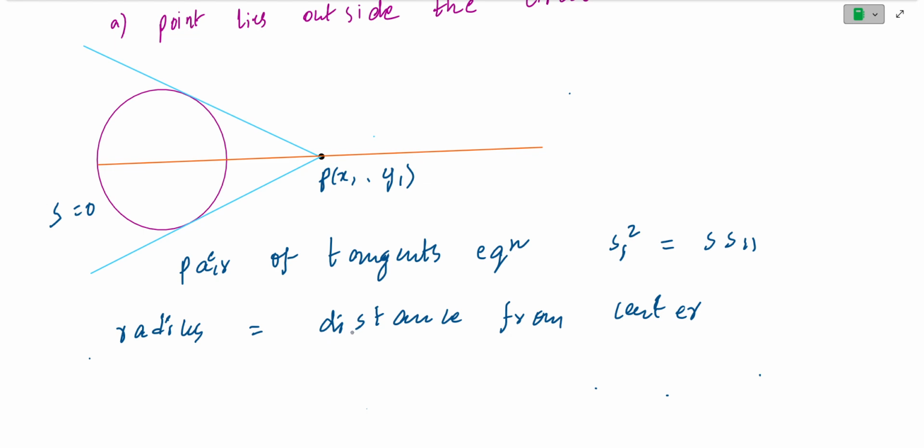Now if you observe, I basically need an equation of a straight line. I have a point here, P (x1, y1). All I need is the slope of the straight line which should be a tangent to this circle. So let me assume the tangent equation.